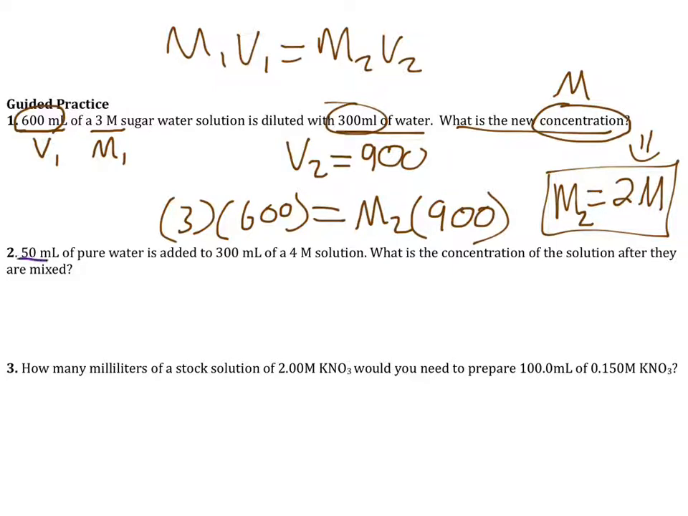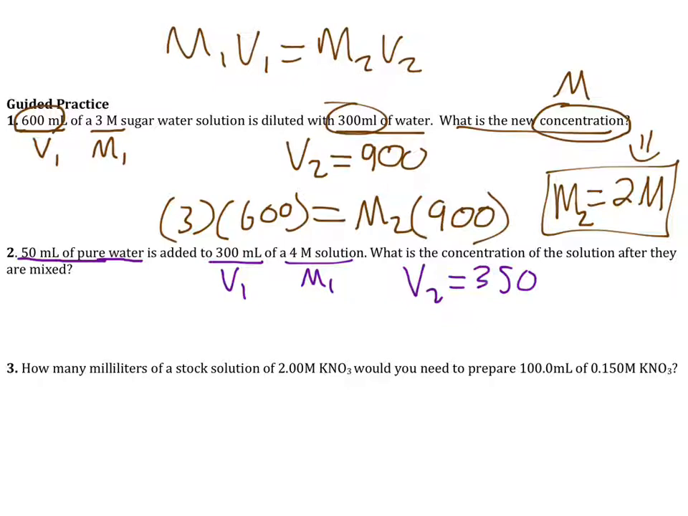It says 50 milliliters of pure water is added to 300 milliliters of a 4 molar solution. What is the concentration after you add that to the water? Well, again, this is going to be V1, this is going to be M1, and V2 is going to be the 300 plus we're adding 50 milliliters. And so you end up with 350.